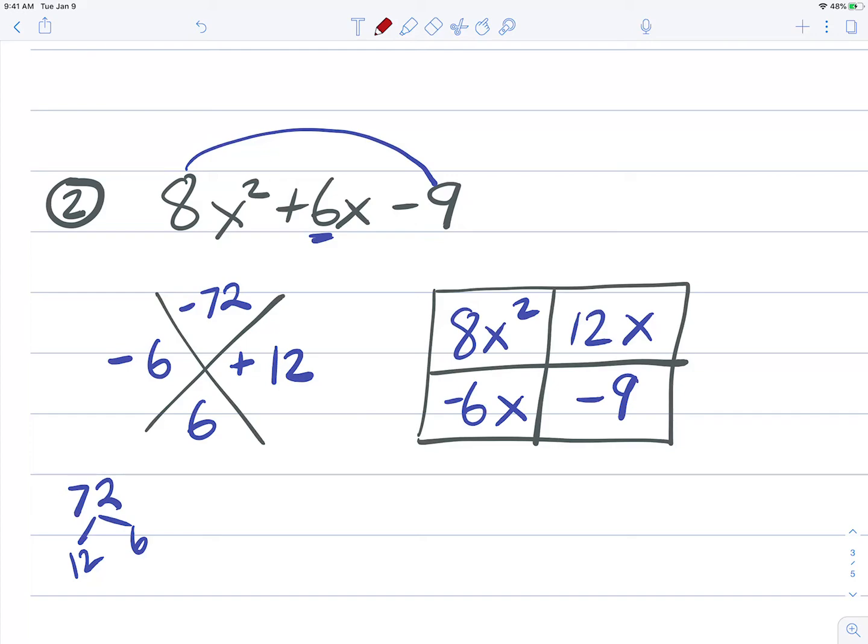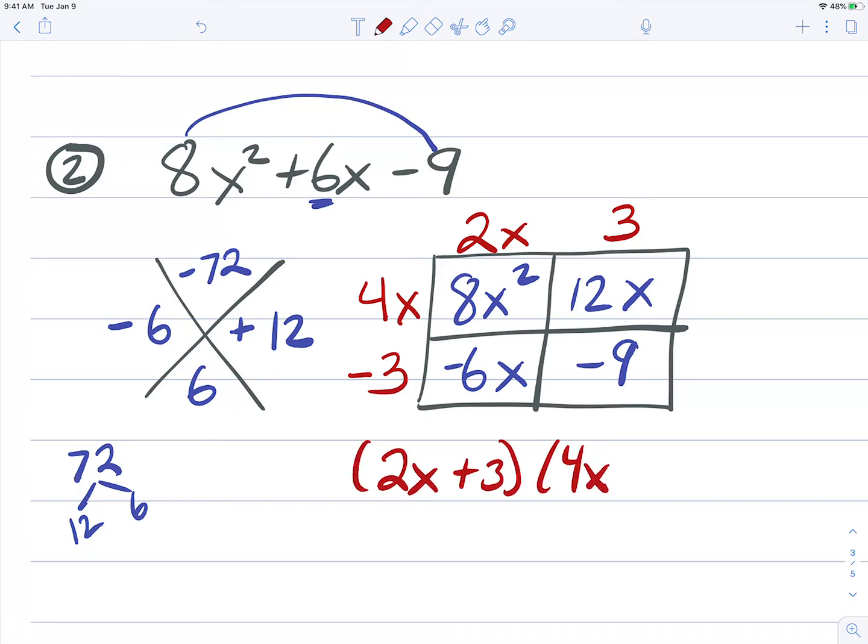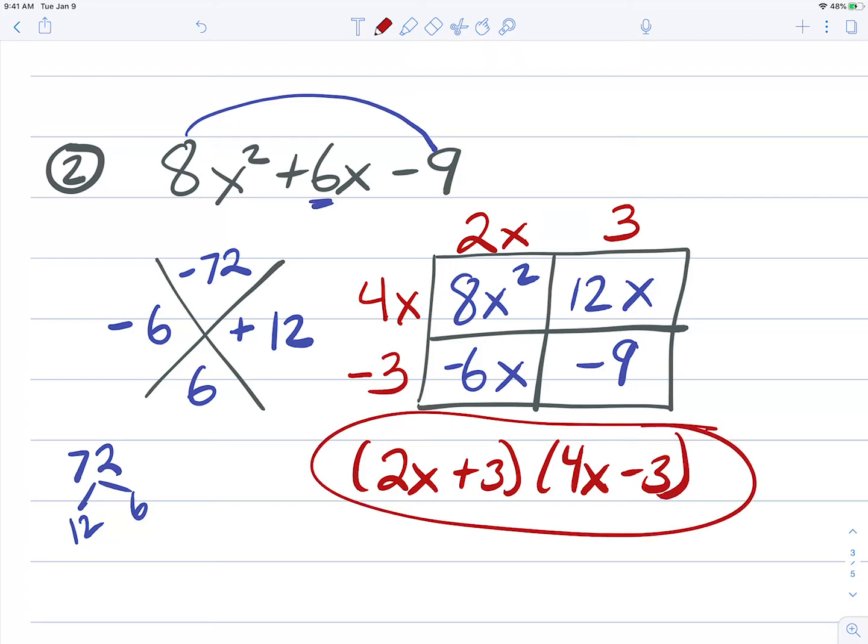Okay, the GCFs. The GCF of the first column, they are both multiples of 2 and they have an x. The last column, they're both multiples of 3. Remember, we're looking for the highest GCF. For the row, the highest multiple is a 4 and they have an x in common. And on the bottom, they have a negative in common and a 3. So my answer is 2x plus 3 and 4x minus 3. So we've just factored that trinomial.